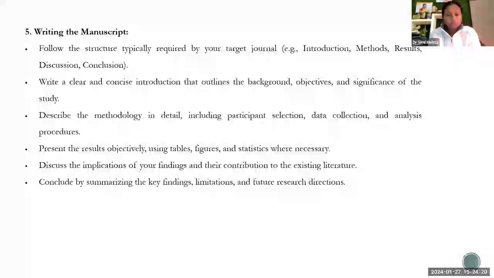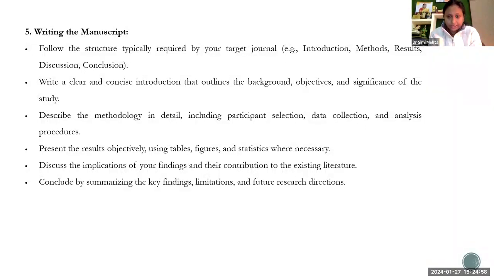Now we come to the main part, which is writing the manuscript. Typically you need to follow the structure required by your target journal, which includes various subsections, and we'll talk about them shortly: introduction, methodology, results, discussion, conclusion, etc. This structure has to be followed. Write a clear and concise introduction that outlines the background, objectives, and significance of the study.